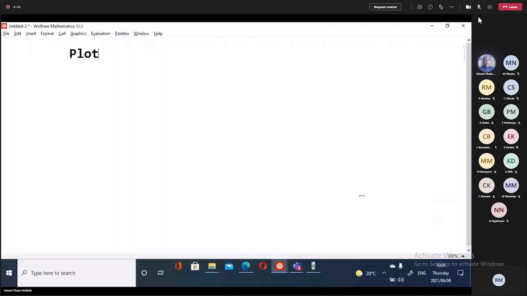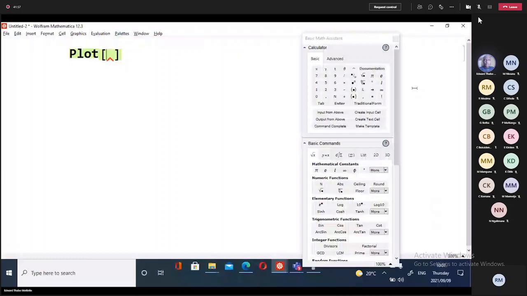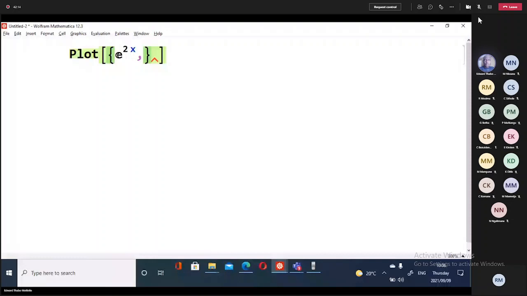So that's what they were trying to explain. We plot. We need e to the power 2x. Okay, no longer need this. Okay, x plus 6. Now let's see where we plot from. X from minus 6 to 6.